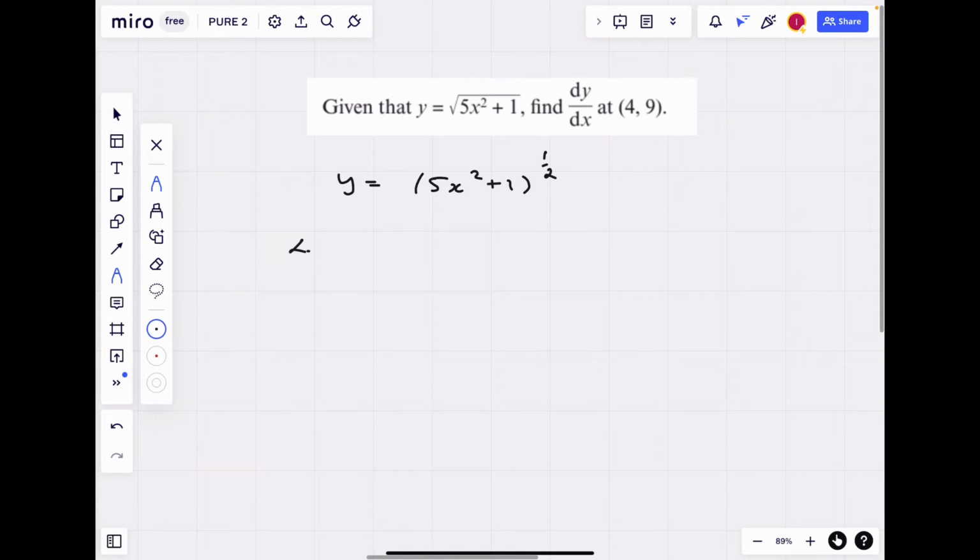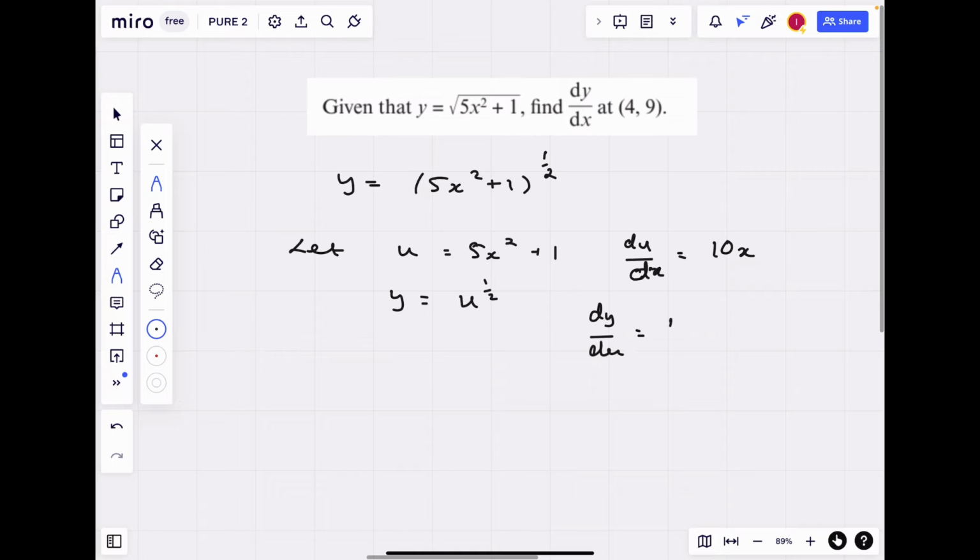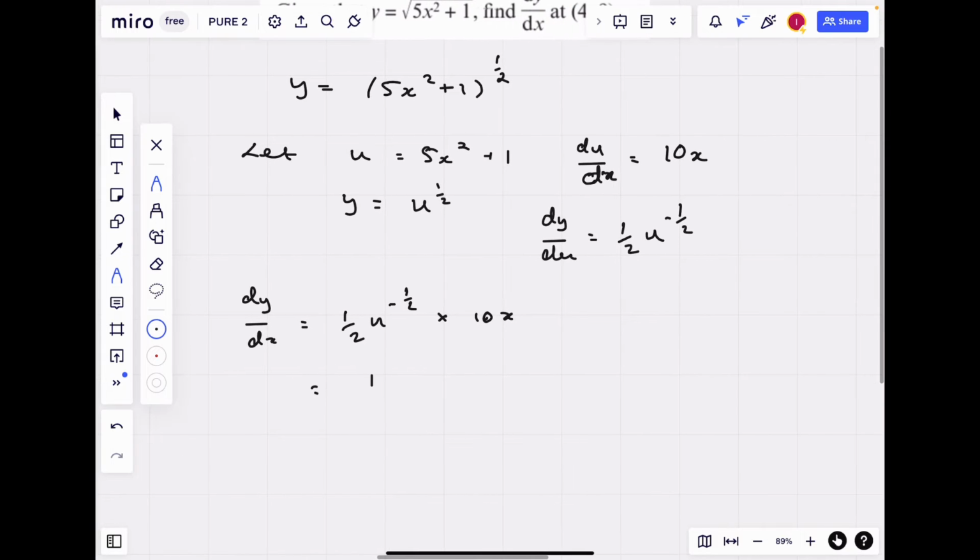So you can let u equal 5x squared plus 1, and then y equals u to the power of a half. So du by dx would be 10x, and dy by du would be a half u to the power of minus a half. And to work out dy by dx, you're going to times those together. A half u to the minus a half times 10x, and you can sub it in.